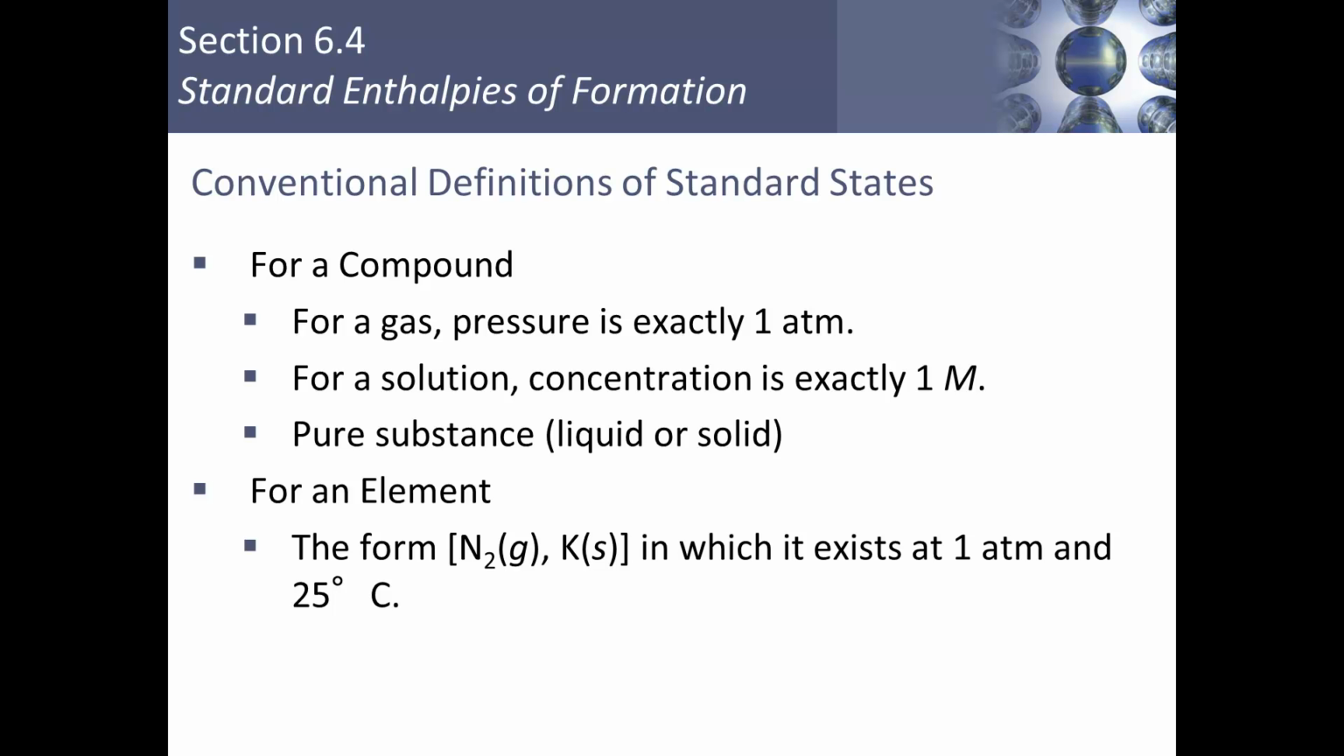So we can define what we mean by standard states. For a compound which is a gas, we're looking at pressures of exactly 1 atmosphere. For compounds in solution, the concentration should be exactly 1 molar. And for pure substances, we should either have liquid or solid. For elements, the standard state would be the form in which the element exists at 1 atmosphere and 25 degrees Celsius.